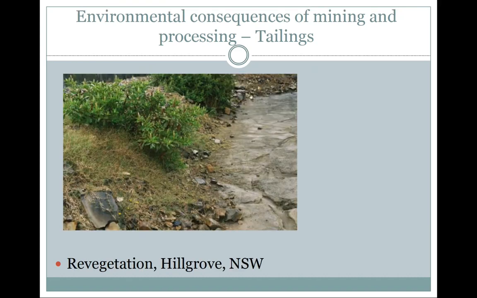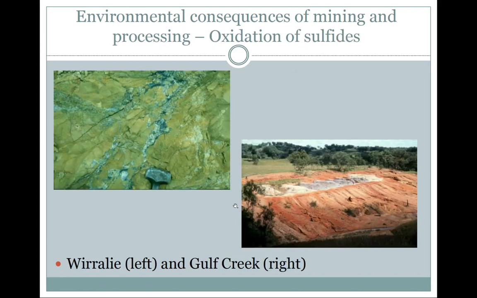Here's some examples of revegetation. Here's the tailings. We're starting to get revegetation, but in the Hillgrove example, this could have high arsenic content and makes it hard to revegetate the right sort of ecosystems, and we have to have specific plants to use and to consider when we try to rehabilitate tailing sites.